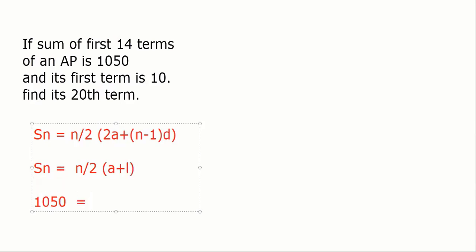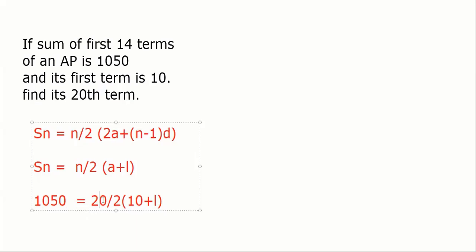So n is 20, so 20 by 2. a is given as 10, plus l. Dhruv is finding l first, which is perfectly okay. But guys, you should know what l is. l means the nth term, so the last term. n is 14, yes sir, 14 upon 2. You are right, this is my mistake. It is 14, because the sum is given for 14 terms, guys.